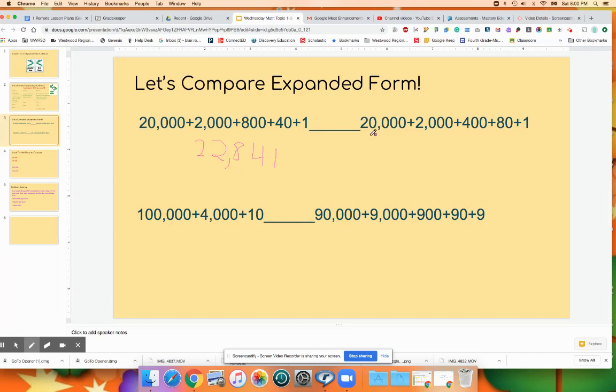Okay. Over here, 20,000, 2,000, my comma, plus 400 plus 80 plus 1. All right, so now that I have them in standard form, I'm going to now compare them. So the first digit I'm going to look at the left is the 10,000s place. They both have a 2. So I'm going to move to the thousands place. They both have a 2. I'm going to move to the hundreds place. Here and here I have a 4.